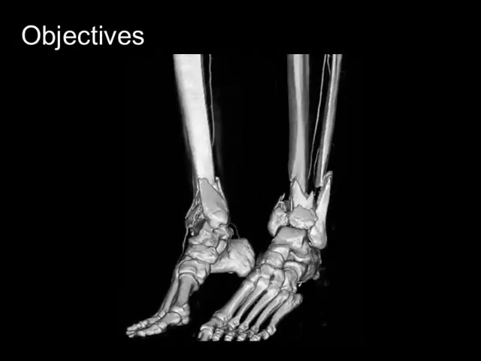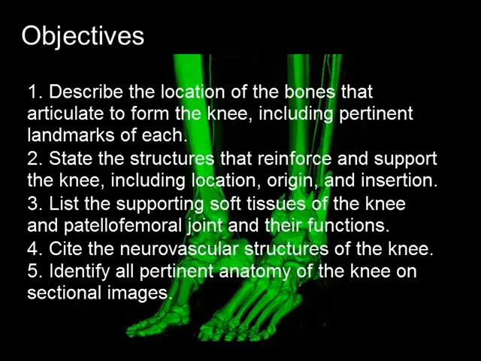Upon completion of this media module, you should be able to: 1. Describe the location of the bones that articulate to form the knee, including pertinent landmarks of each. 2. State the structures that reinforce and support the knee, including their location, origin, and insertion. 3. List the supporting soft tissues of the knee and the patellofemoral joint and their functions.